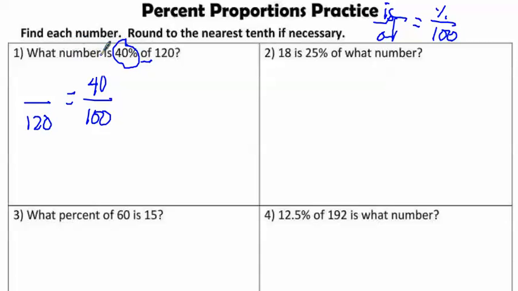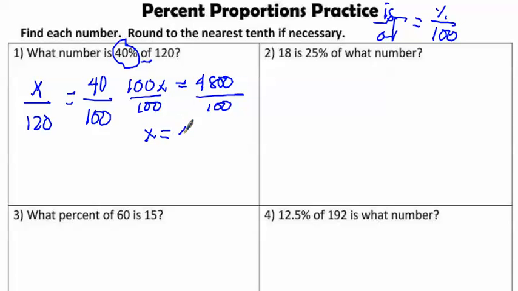See, it says what number is. What number is. Is goes in the numerator. Once you cross multiply, you get 100x equals, and then 120 times 40 is 4,800. Divide by 100 on each side. So you get x equals 48. So 48 out of 120 equals 40% over 100.